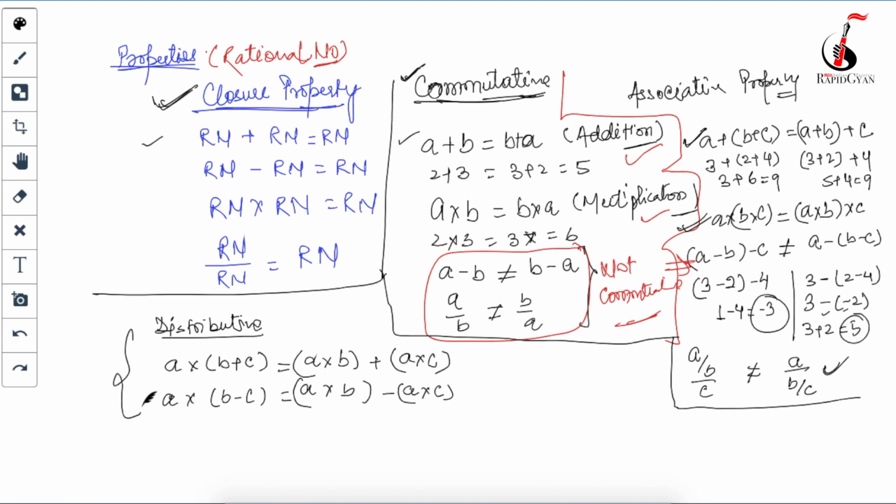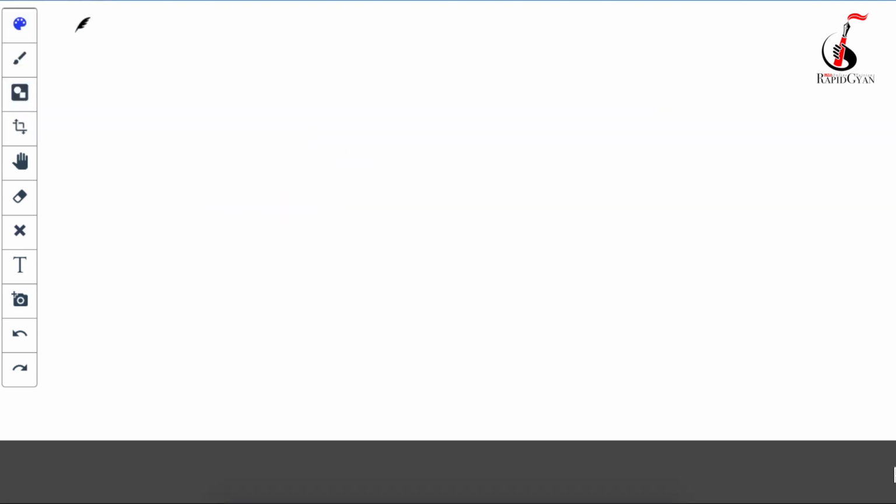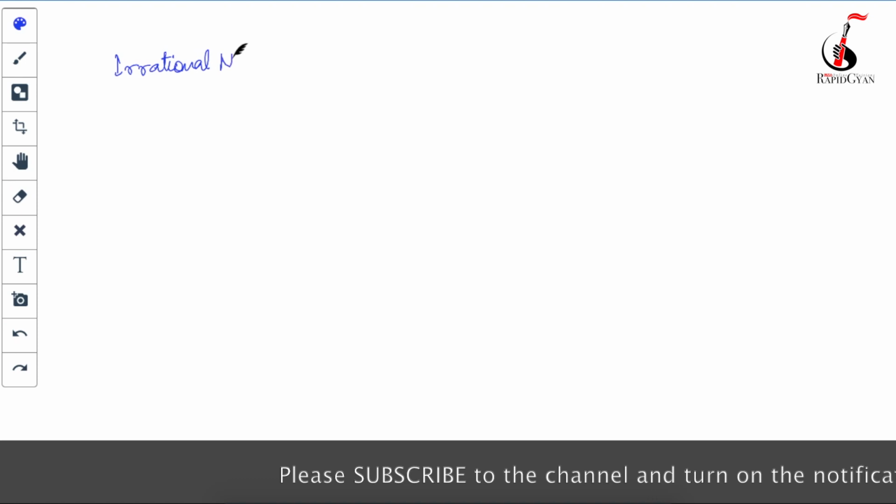So guys, please make sure to remember all these four properties: closure property, commutative property, associative property, and distributive property. These are all the four properties of rational numbers. Now we are going to discuss irrational numbers. Hope you guys understand that. So let's discuss irrational numbers.